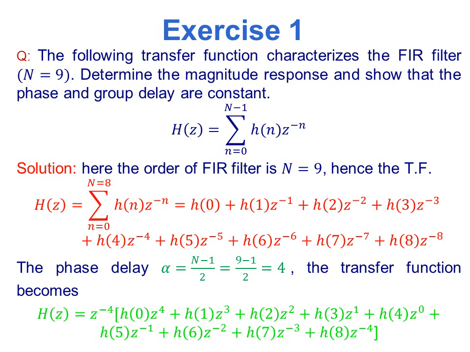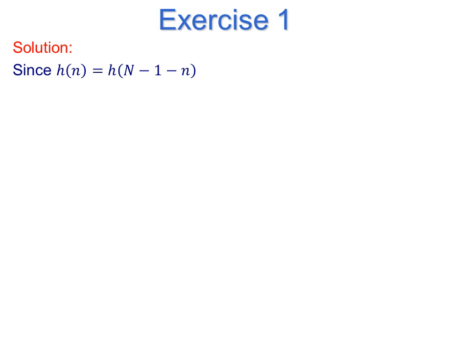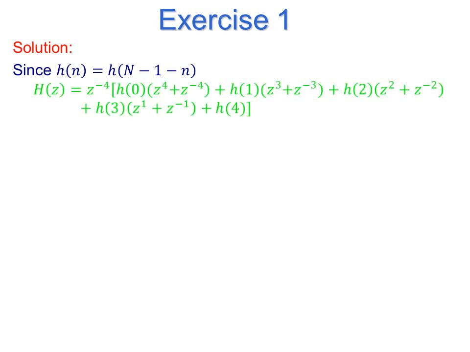So we get the original term h(0) from the equation, plus h(1) into z raised to 3 plus h(2) into z raised to 2 plus h(7) z raised to minus 3 plus h(8) z raised to minus 4. So if we multiply that z raised to minus 4 term inside the bracket, we get the original equation as it is. For the symmetric filter, one can write h(n) is equal to h(N minus 1 minus n). So H(z) is equal to z raised to minus 4 inside the square bracket h(0) times z raised to 4 plus z raised to minus 4.